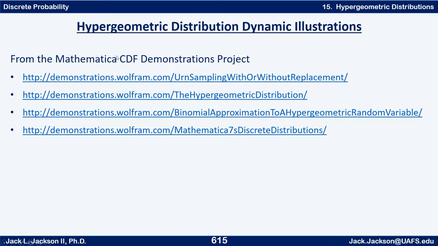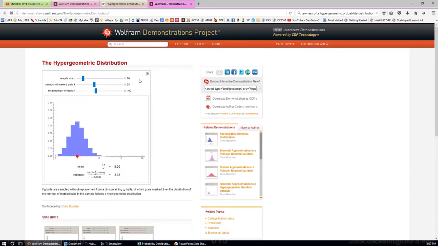Now here are a few demonstrations from the Mathematica CDF demonstrations project that I want to look at. So let's look at this one here. In this one, we have a hypergeometric distribution, and with sliders I'm able to change the sample size by leaving this fixed. So the number of marked balls, K, the total number of balls is N. So this is the letters I've been using. This is capital N, the population size. This slider is what I've been calling M, and this is the sample size, lowercase n. They're using the same letter for that. So we can take this and see what happens.